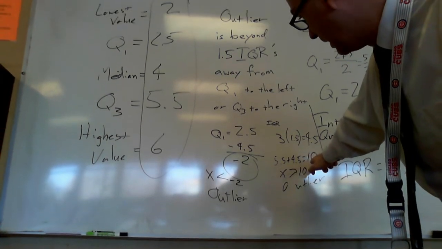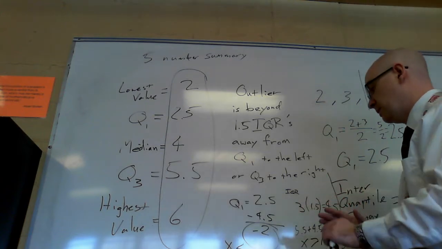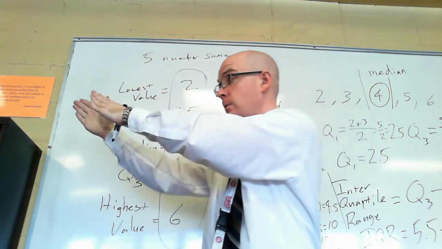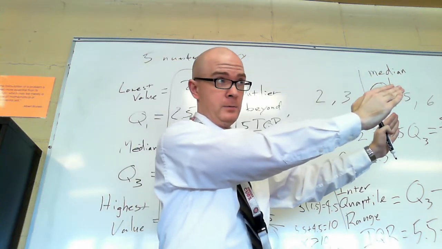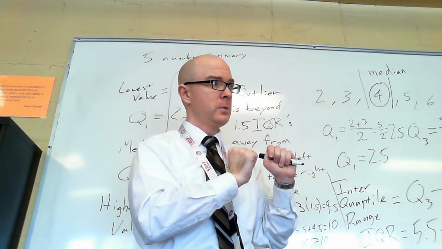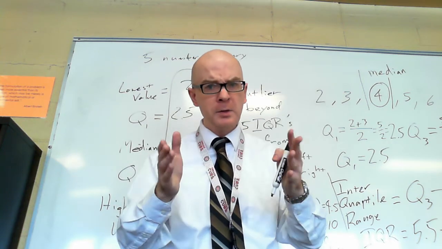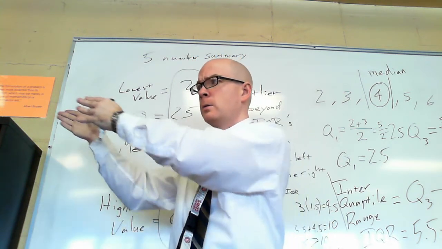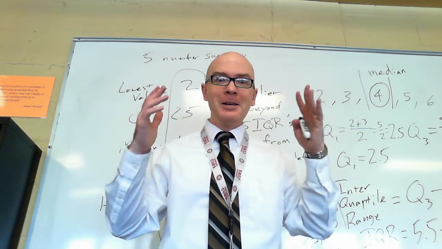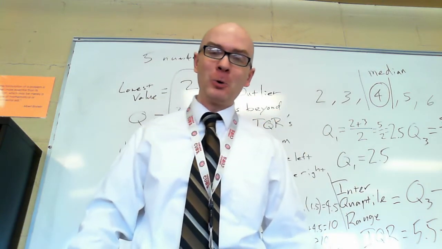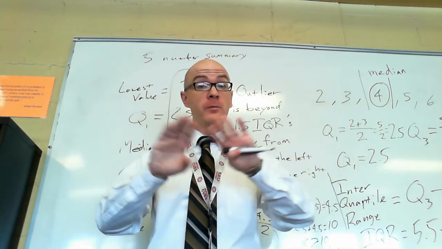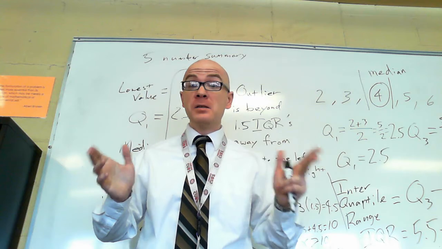So if we are beyond the 1.5 interquartile range away from one of the quartiles, either to the negative or to the positive, then it is an outlier. I'm looking at this in a mirror, so my left and right are flipped anyway. If you're more than that distance away from one of your quartiles, then that is an outlier.